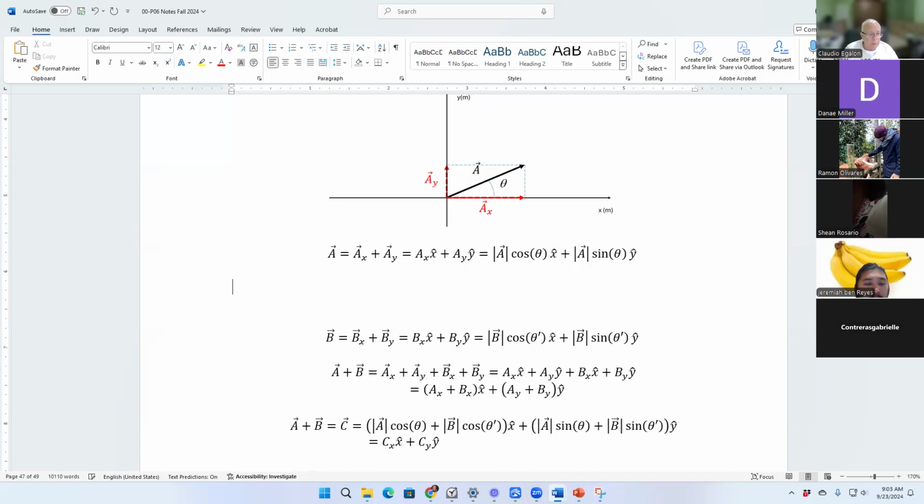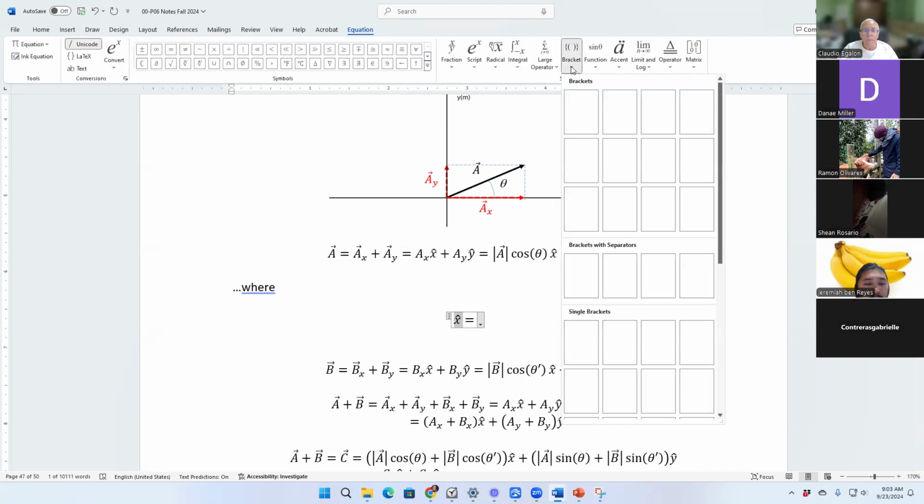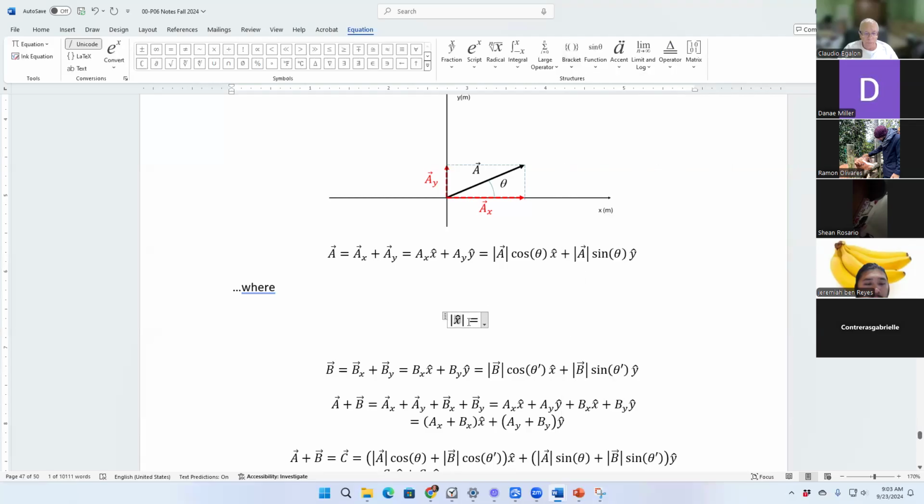I have to put the magnitude there. Let's put the magnitude first. The magnitude of x hat is equal to the magnitude of y hat, which is equal to 1.